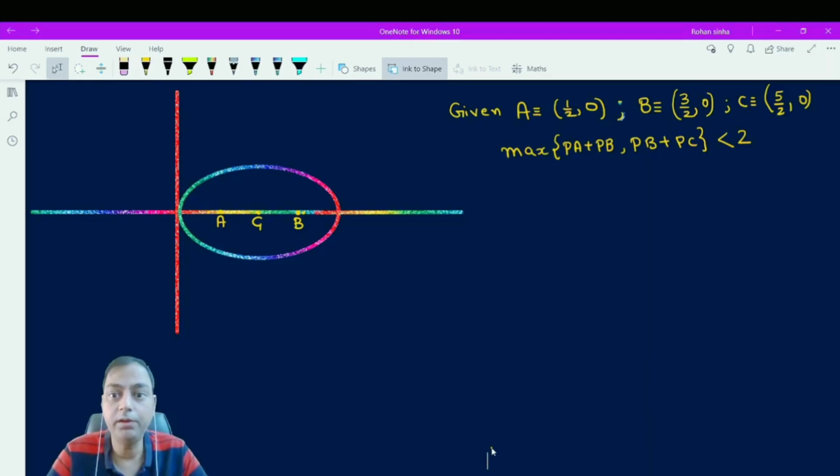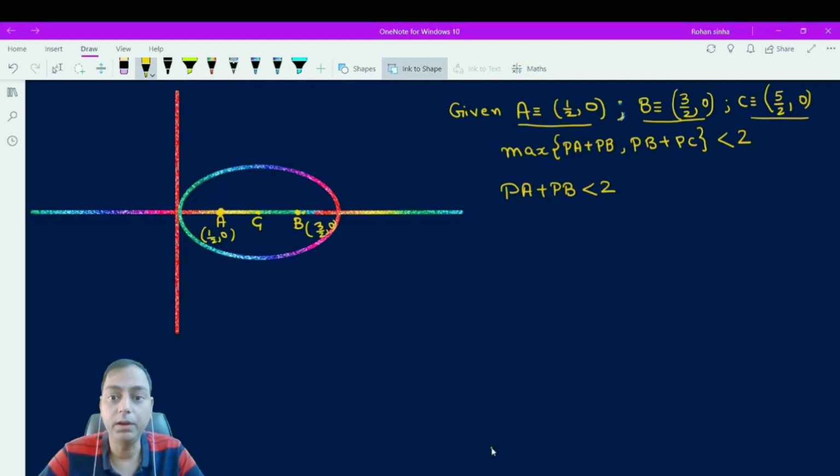Now let us understand the region one by one. What is given here? The coordinate of point A is (1/2, 0), point B is (3/2, 0) and C is (5/2, 0), and max{PA + PB, PB + PC} is less than 2. Now what will happen when PA + PB is less than 2? This represents the interior part of the ellipse whose foci are A and B. What is the coordinate of A? This is (1/2, 0) and this B is (3/2, 0). So this represents the interior part of this ellipse.